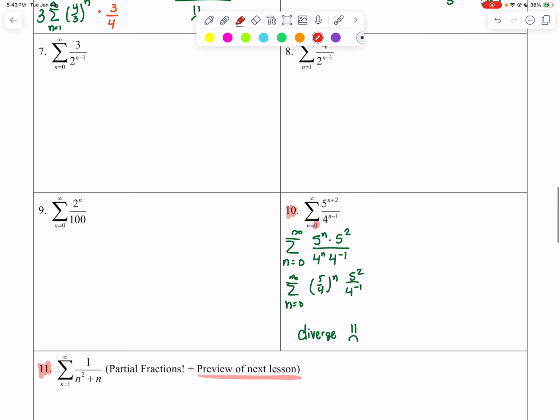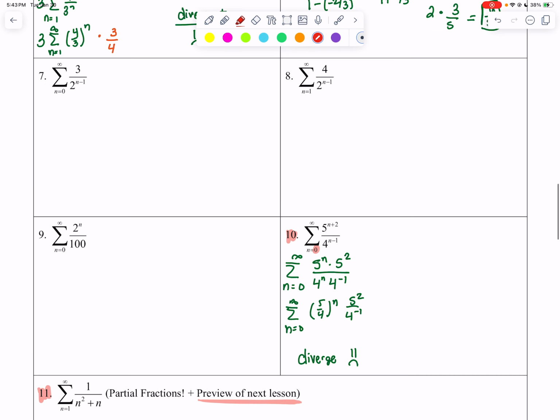All right. In the next video, we are going to talk about the telescoping test, the nth term test, and then the integral test.